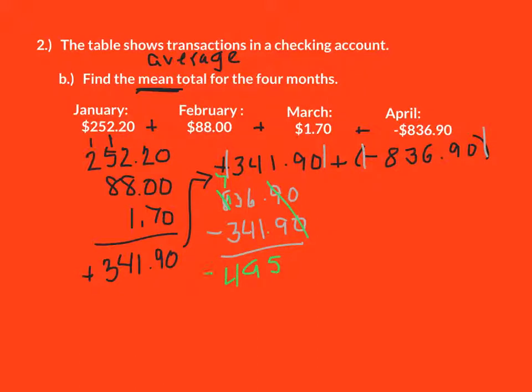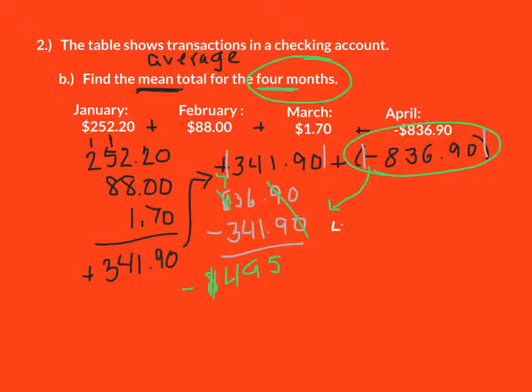So I've got $495, but I need to be careful. My largest absolute value would be right here, so it's going to be negative $495. Now I'm not done. Right now I've only found the total. I still need to find the average or mean, and I do that by dividing by 4. So let's go ahead and do that right over here.